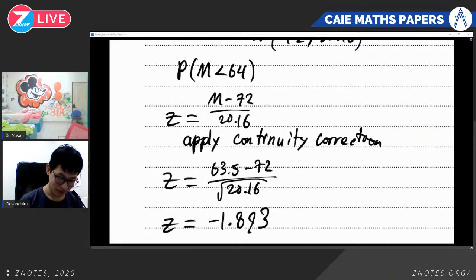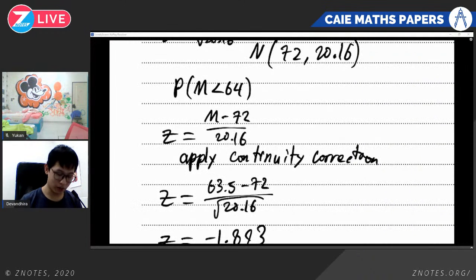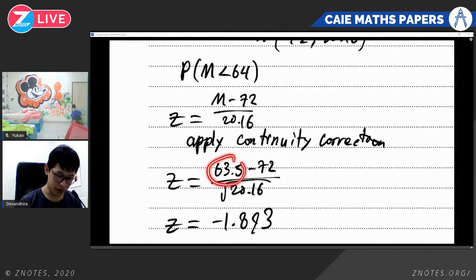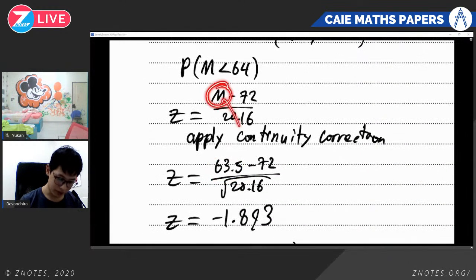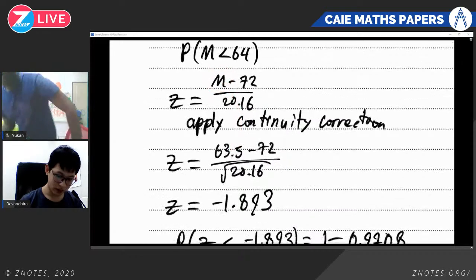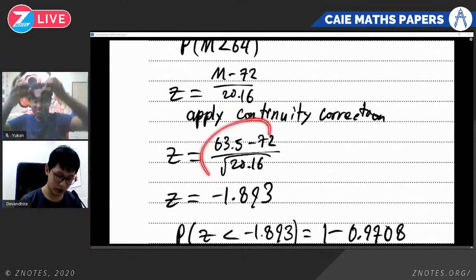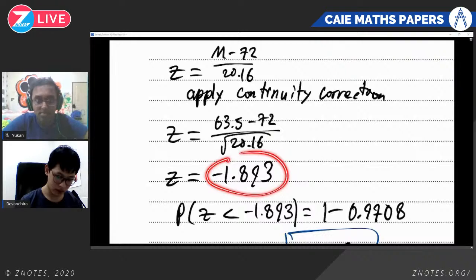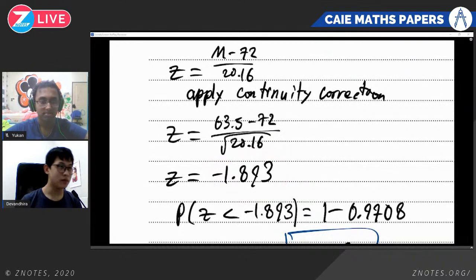Once we have 64 minus 0.5, which is 63.5, we can finally put it in our m right here. Put this in your calculator, and you have negative 1.893.